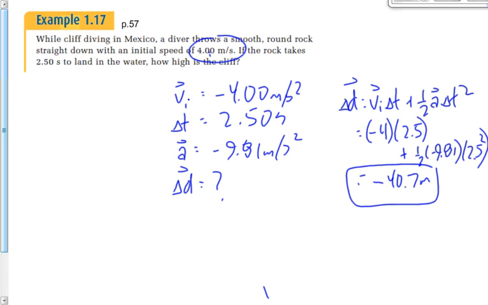Why negative? The height of a cliff can't be negative, can it? We haven't found the height of the cliff. What did we find, Lewis? We found the displacement of the rock. But what's the height of the cliff? 40.7 meters, right? However far the rock fell. If you left it as -40.7, that's fine. You make it positive, that's fine. I'll accept either answer there.